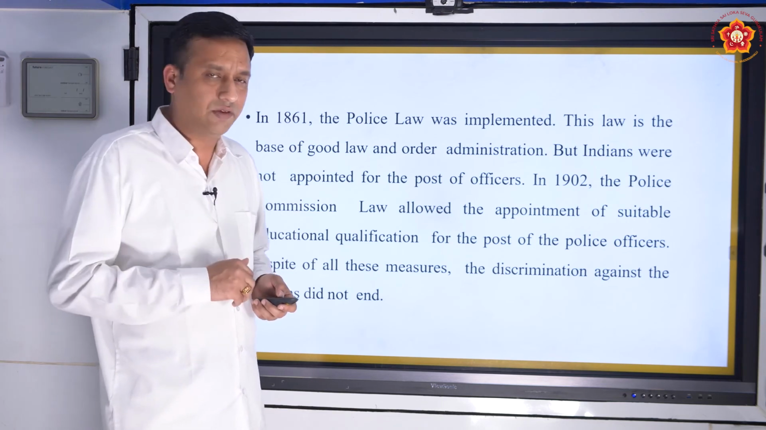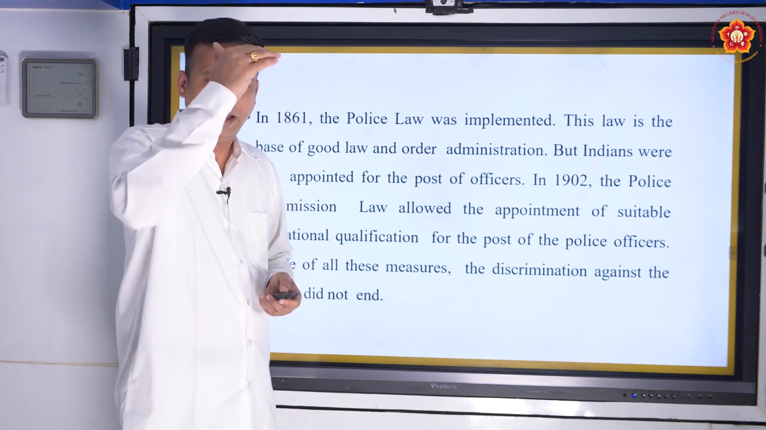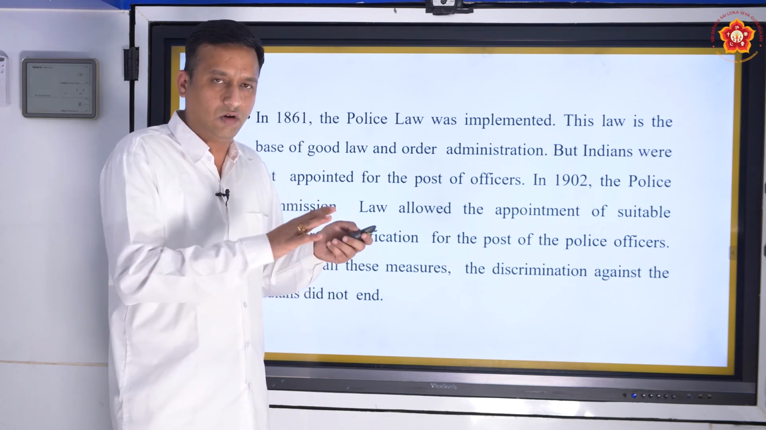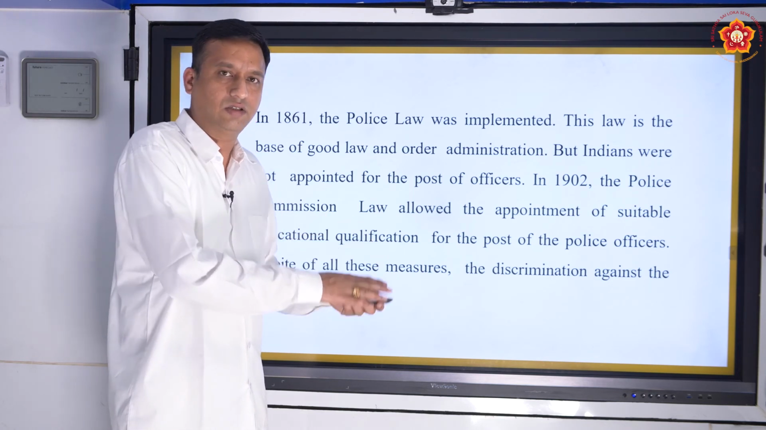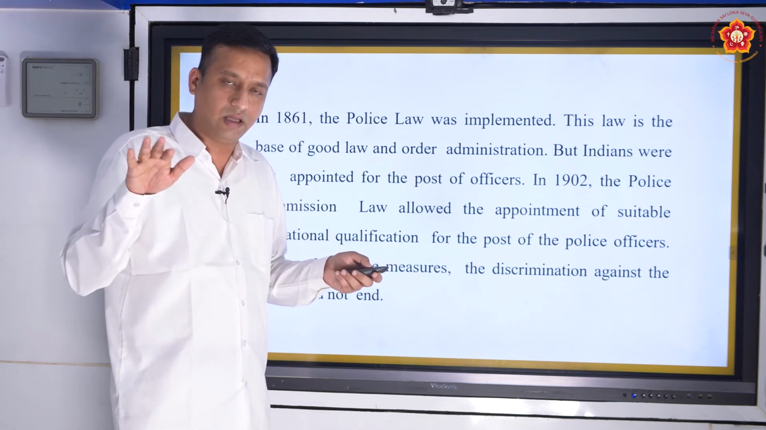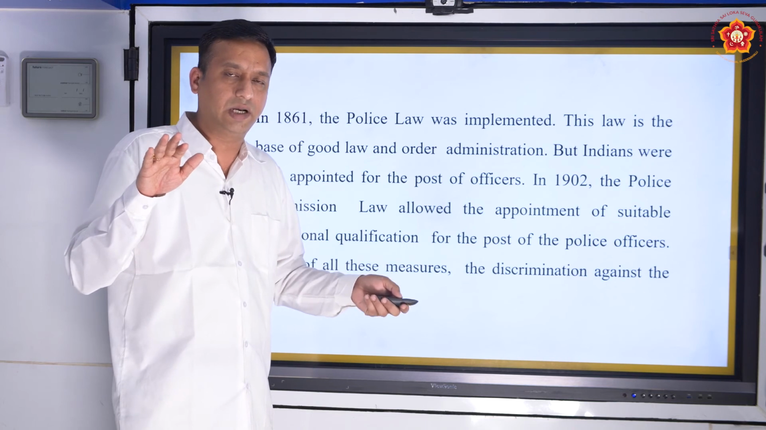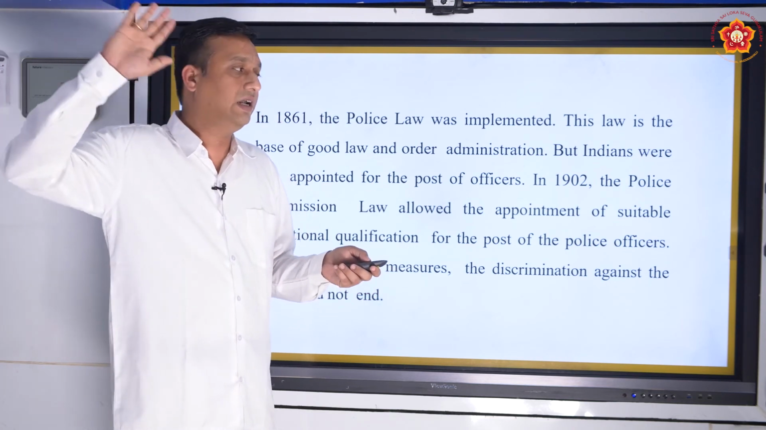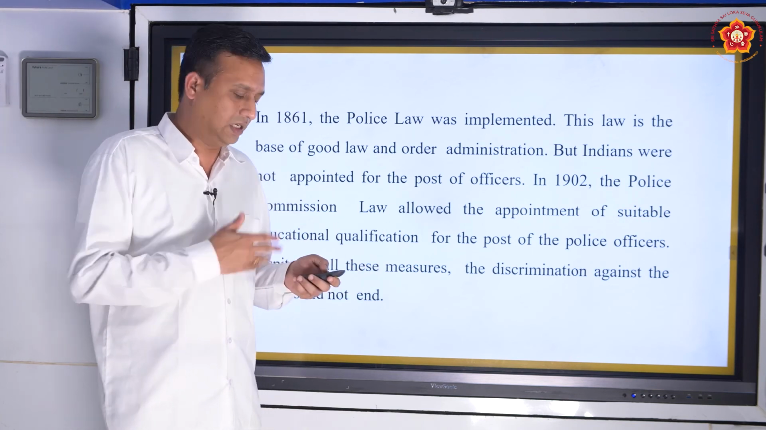As already we told you, 1857, the first war of Indian independence, there were different causes. For example, the salary of the lowest British soldier was more than the salary of the highest Indian officer. This was the discrimination, all these things.